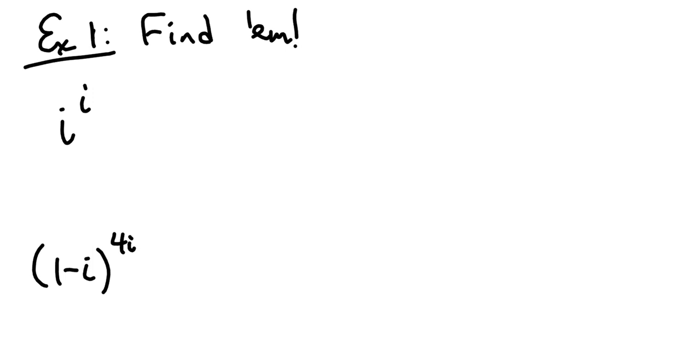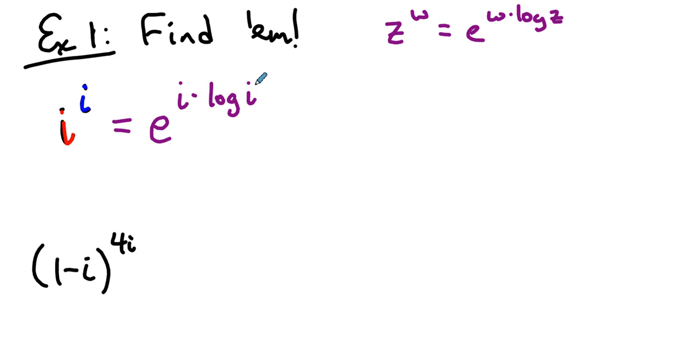But we are going to continue to use the idea that z to the w is e to the w times the log of z, and we're going to use that. I'll color code here for safety's sake. This is e to the i times the log of i, where this i is red and this i is blue. Okay? Now, how do we do that?